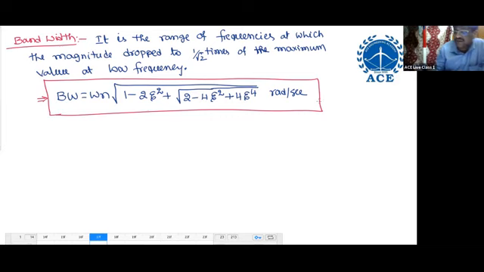Bandwidth, this is for a second order system. First order system bandwidth. How to find bandwidth actually?